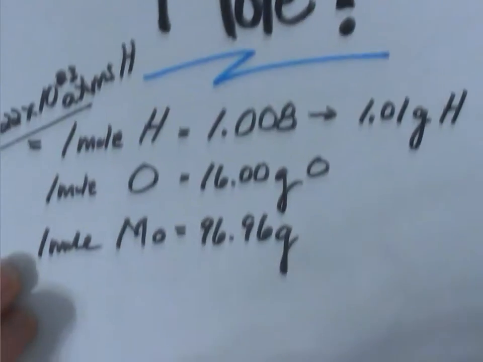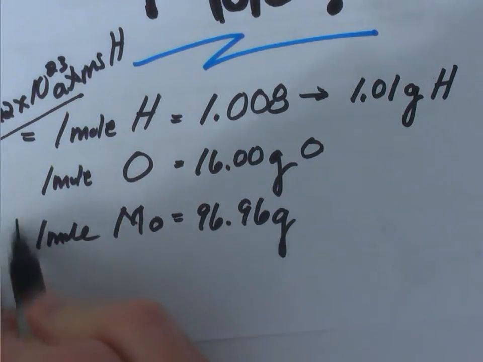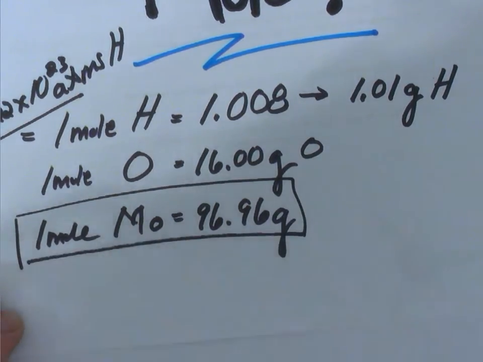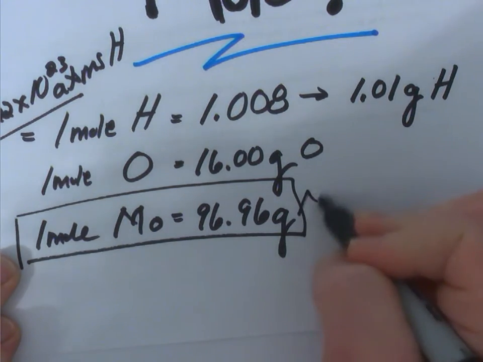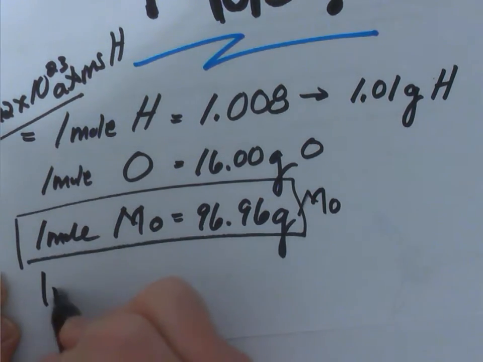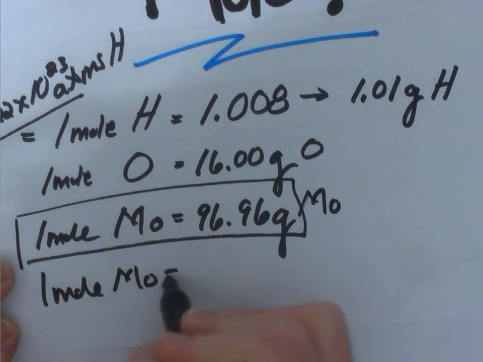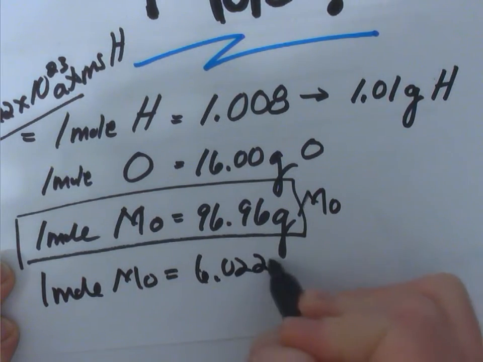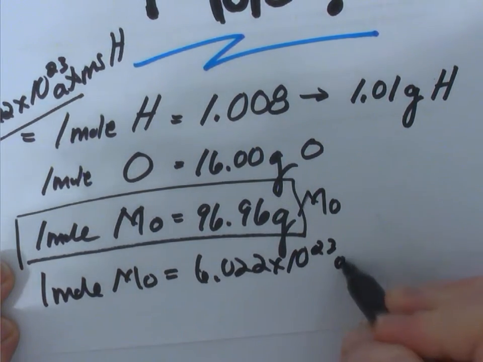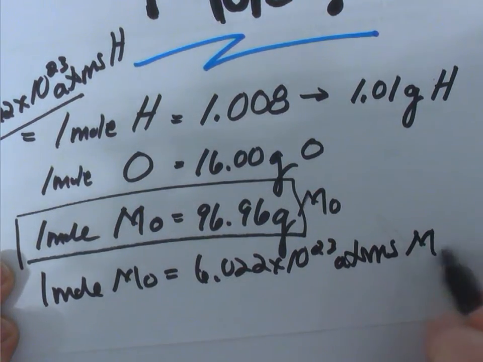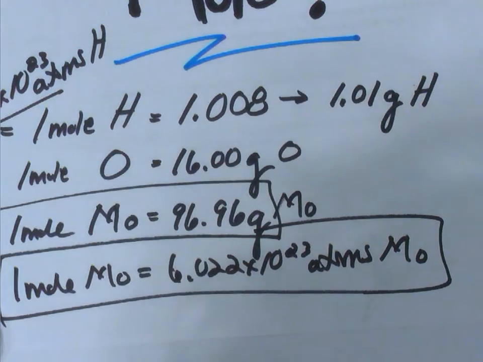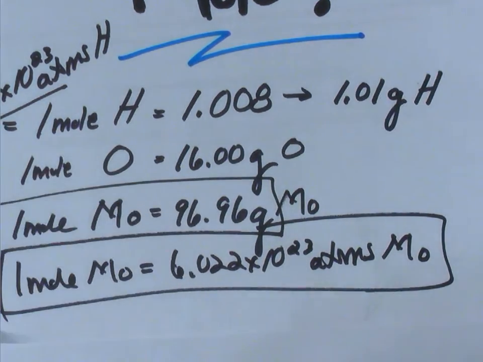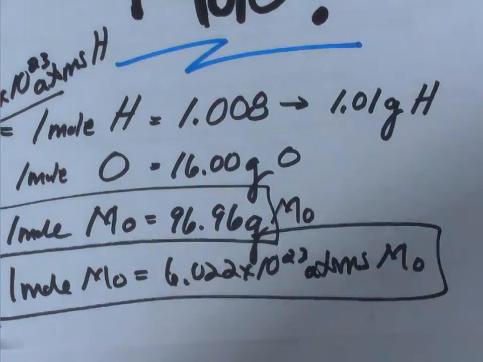Well, I don't know about you, but I definitely see conversion factors. If we say 1 mole of molybdenum is this mass of molybdenum, and that 1 mole of molybdenum would be Avogadro's number of atoms of molybdenum, well then, we see conversion factors. Okay, what do we mean? Well, let's see.